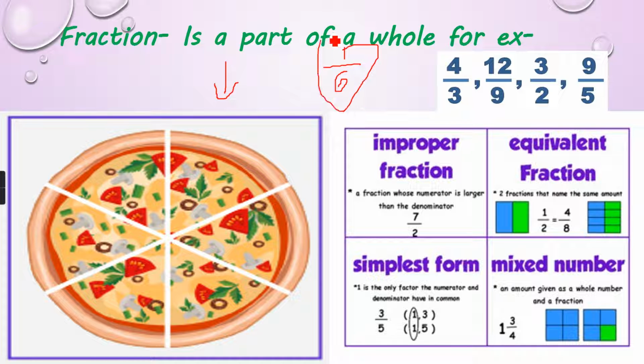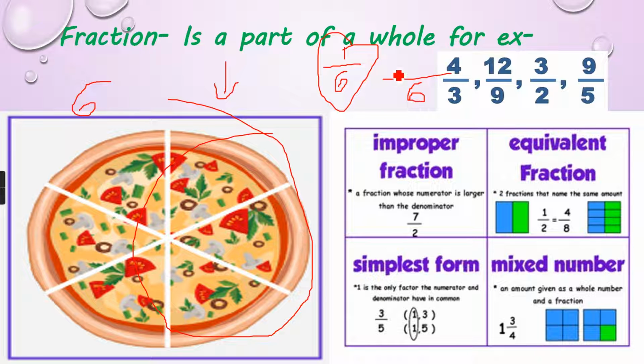But how can we identify that 1 upon 6 if somebody is saying I'll give you 1 upon 6 pizza from a pizza? So how you'll identify how much pizza you'll get? This shows that there is 1 part of a pizza out of 6 parts, and it means the pizza is divided into 6 parts. So we'll write the total number of parts as the numerator. This part is known as this one.